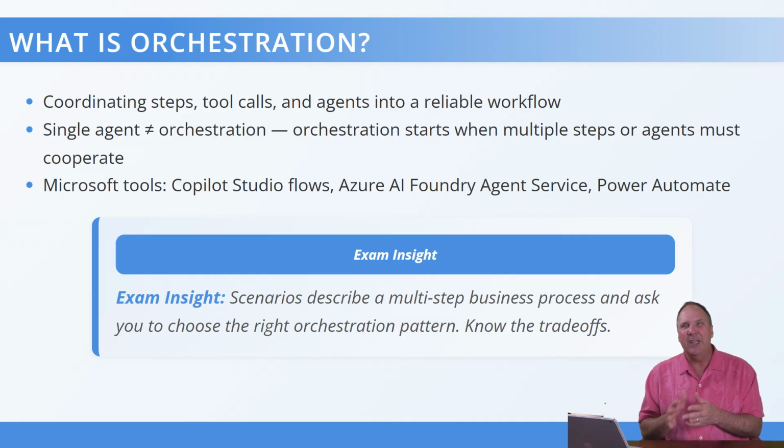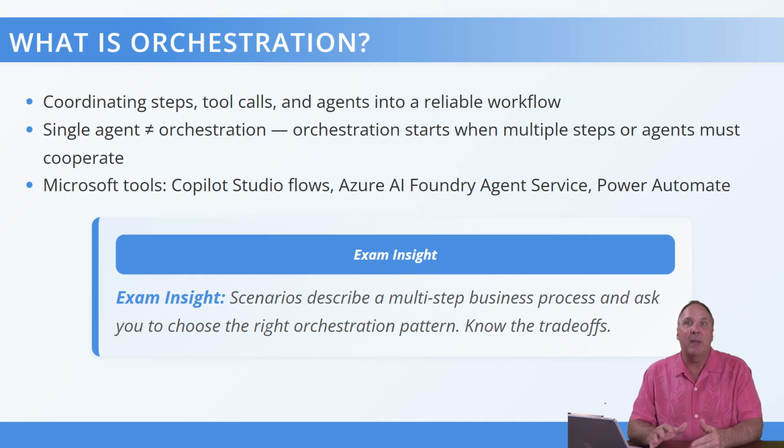So when do you need orchestration? Well, whenever a problem requires more than one step or more than one agent. A single chatbot answering facts does not need orchestration, but a loan approval workflow with 4 sequential steps or a claims processing system with parallel checks absolutely does.